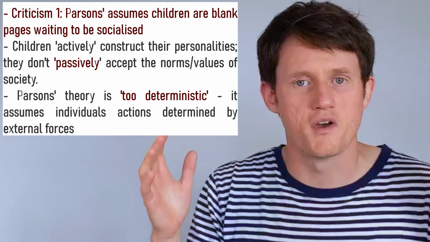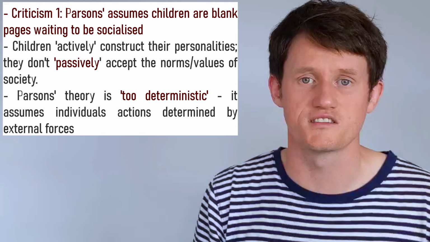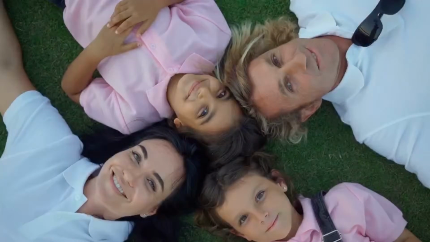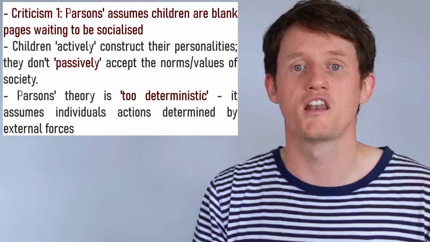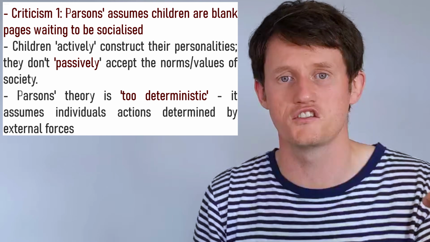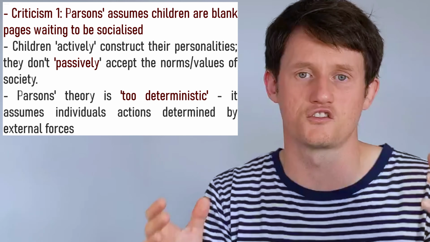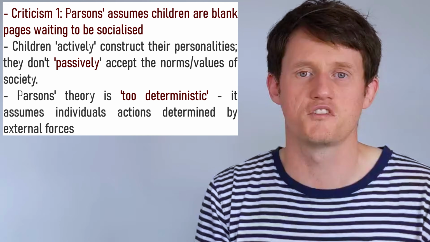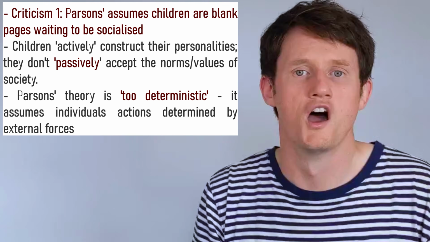The first criticism we can make of Parsons is that he exaggerates the extent to which children are blank pages simply absorbing the values of their family and the value consensus of society. It's too deterministic. That's the phrase you can use. Too deterministic assumes that people are simply passive puppets who just accept the ideas that they're taught. And of course, children have got their own mind.